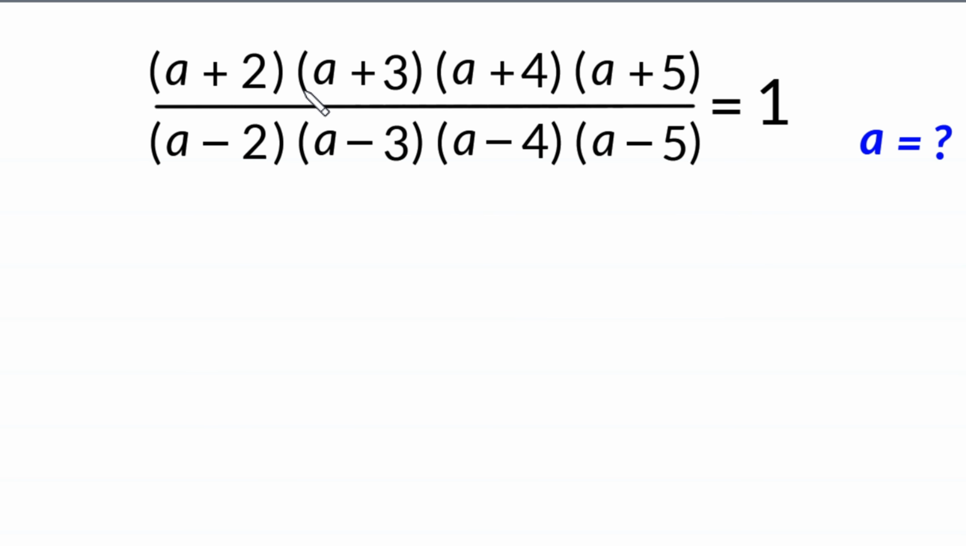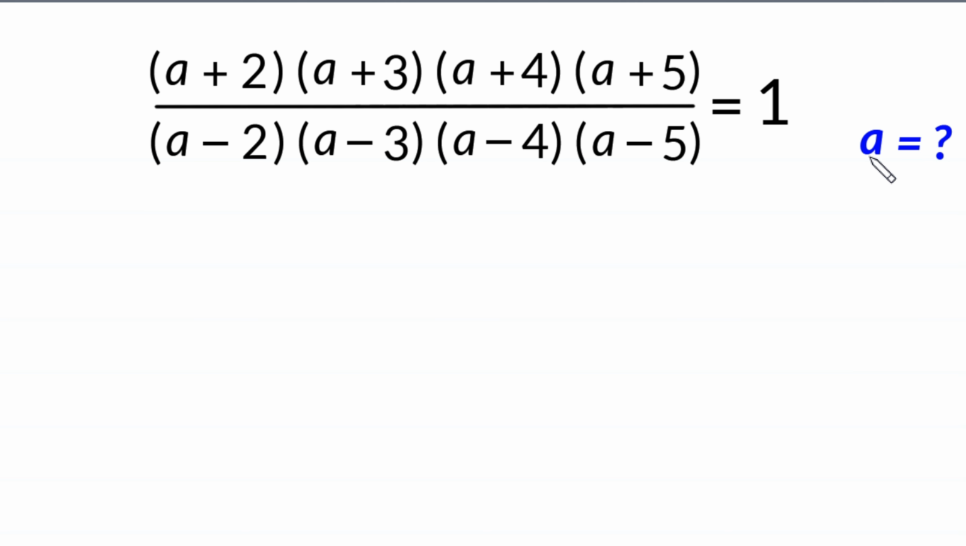(a + 2)(a + 3)(a + 4)(a + 5) divided by (a - 2)(a - 3)(a - 4)(a - 5) equal to 1. Our job is to find all possible values of a.